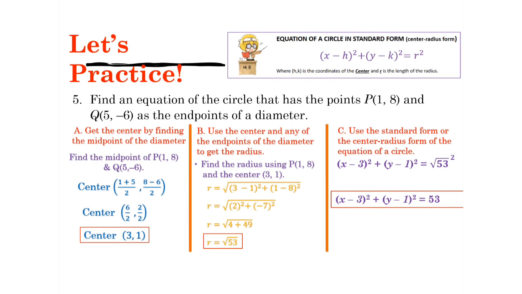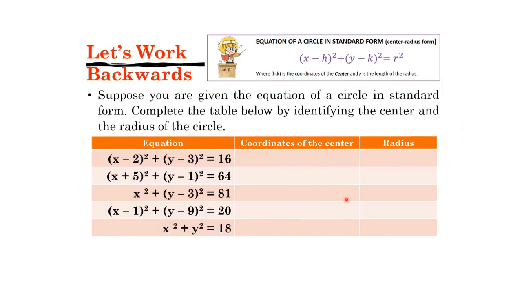Now, to continue with this one, what if we're now working backwards? We're now given the equations and we're trying to identify the coordinates of the center and the radius. And again, the technique that I mentioned earlier will help a lot in this one. For example, this is x minus 2. The opposite of negative 2, or minus 2, is positive 2. Similar with negative 3, or minus 3. The opposite of that is positive 3. Hence, the coordinates of the center is 2, 3.